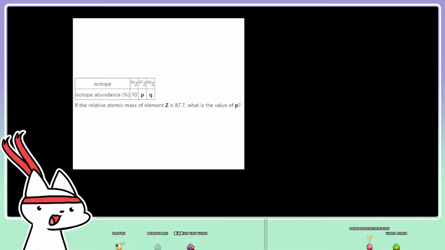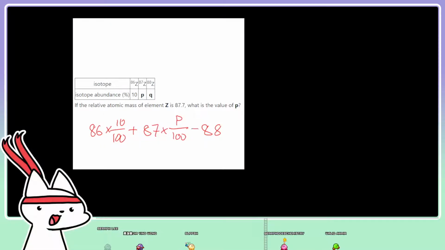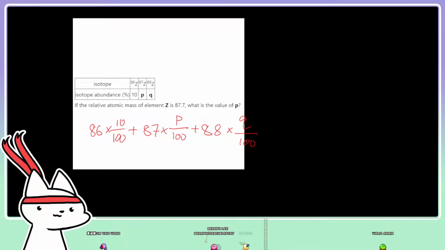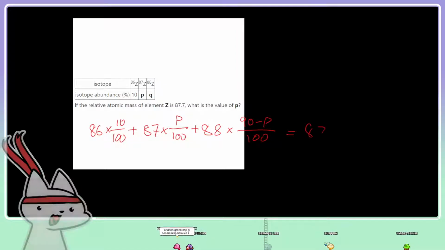So everything has to be 100%. So we have 86, we have 87, we have 88. This is how I will write the equation. Multiply by 10% plus, I don't know what P is, so let's look for P. So this is P. But definitely we know that P and Q add up to be 90% because 10% belongs to 86. So multiply by Q over 100%, but rather than just write Q as 2 unknowns, I will write it as 90 minus P over 100 equals 87.7.